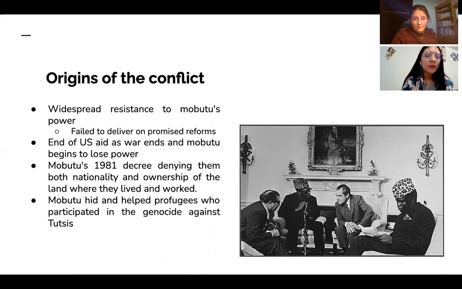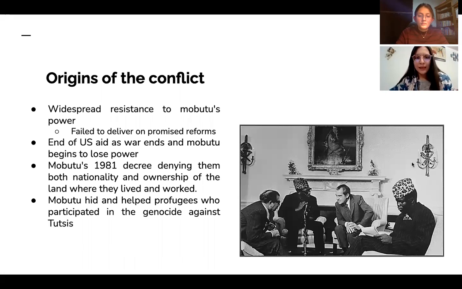Another point that is important to mention is that when Mobutu took power, his administration was met with resistance, because in the first years of his administration he failed to deliver the promised reforms. And as I mentioned before, with the end of the Cold War, United States aid also ended, and Mobutu started to lose power.